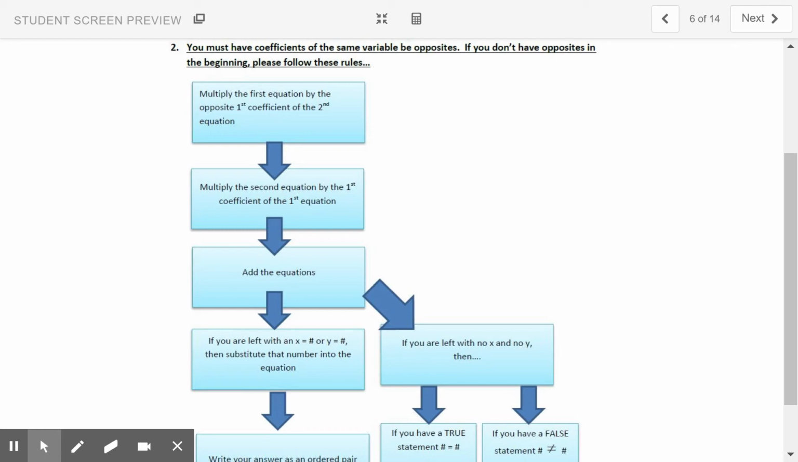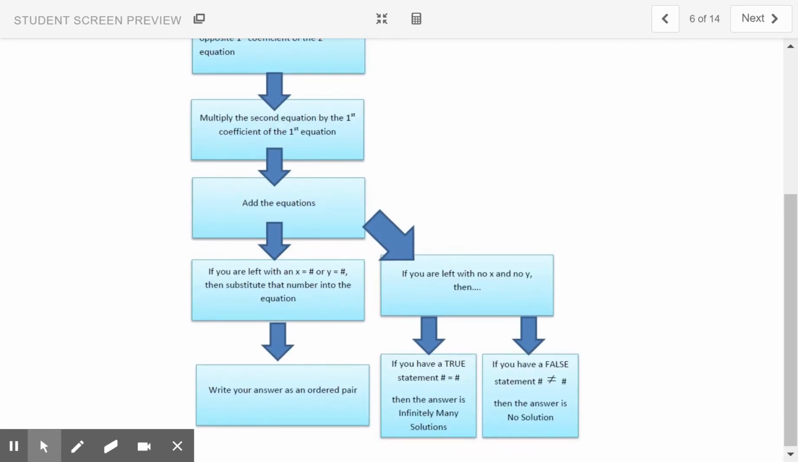Once you solve that one step, then you are going to plug it back in and get the second variable. Now, if you add the equations and you're left with no x and no y, then you move to the right of the flow map. And then if you have a true statement, infinitely many. If you have a false statement, then the answer is no solution.